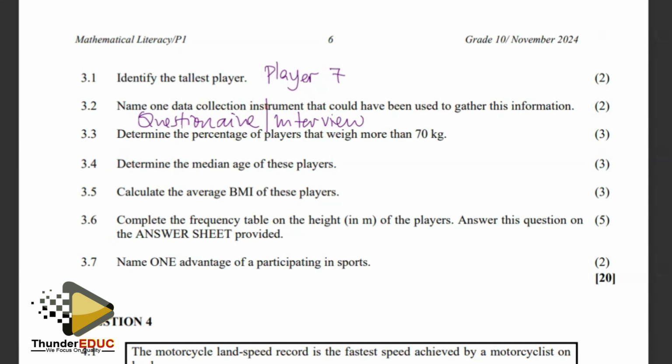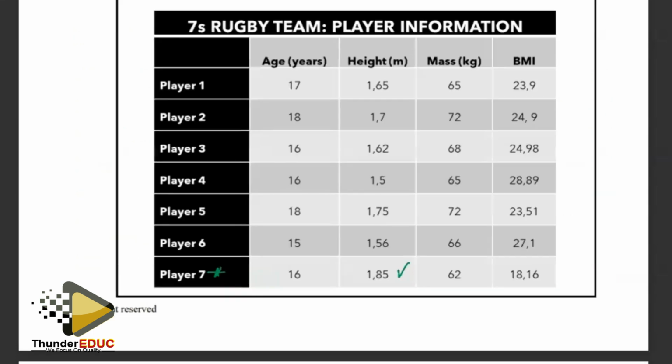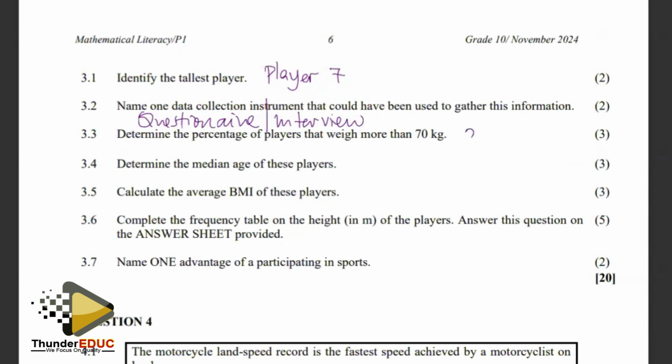Determine the percentage of players that weigh more than 70. Come here and we see weight. More than 70, we have 1, 2. Any other? No. Out of how many? We have 1, 2, 3, 4, 5, 6, and 7. So the percentage here is going to be 2 out of 7 times 100, which is 200 divided by 7. So the answer here becomes 28,57%.